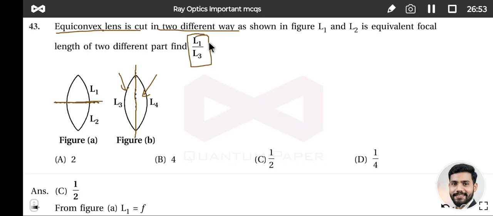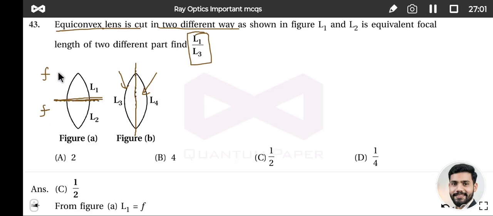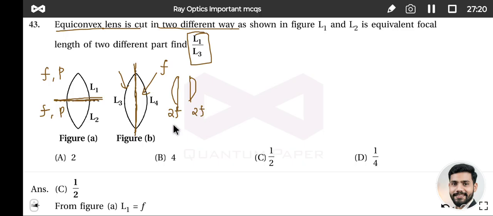Remember the result: when you cut the lens in this manner, the focal length is the same, whatever is given, as it is. There is no change in focal length and power; it remains the same. But when we cut in this manner, suppose the original focal length is f, then the focal length of this part and of the remaining part will be double, 2f and 2f. If the focal length is double, the power is half.